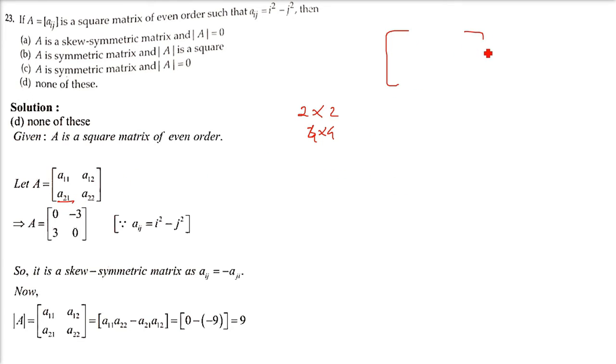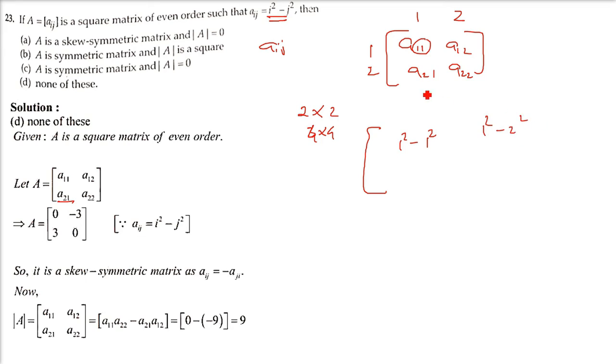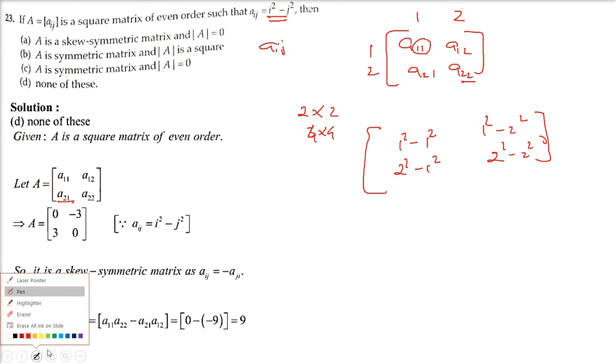Now if we take the example of 2 by 2, there are 2 rows, 1 and 2, and 2 columns, 1 and 2. So this is A11, A12, A21, A22. Now you see, Aij is i squared minus j square. That is 1 square minus 1 square, 1 square minus 2 square, 2 square minus 1 square, and 2 square minus 2 square. So what do you get? This is just an example.